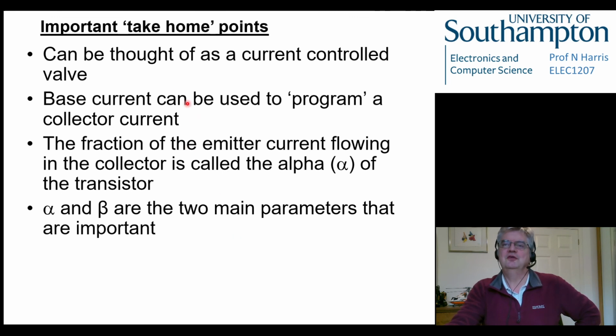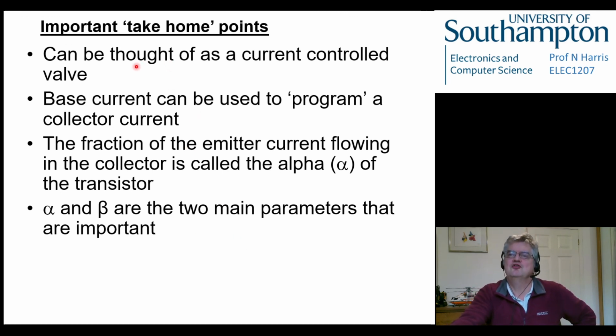The take-home points, just to finish this off, is that a transistor can be thought of as a current-controlled valve, and the base current, or base emitter voltage, can be used to program a collector current, and the collector current is then fixed at that value until you change the base current a bit more. The fraction of the emitter current flowing in the collector is called the alpha of the transistor, and the other factor, beta, is just a manipulation of alpha, for convenience, to easily get the gain of the transistor.